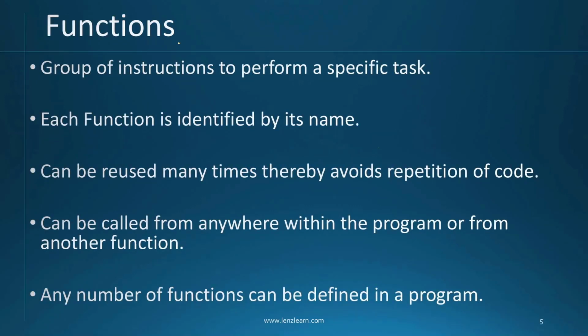Now what do you mean by functions? A function is a group of instructions to perform a specific task or subtask inside a program. Each function is identified by a unique name. Just like a variable, you have to follow the rules of an identifier to set the name for a function, right? We have studied this rule in the previous chapter, where you know that the name should not start with a number. The only special character allowed is an underscore. Based on that, you have to give the name for a function, and it should be unique inside a program.